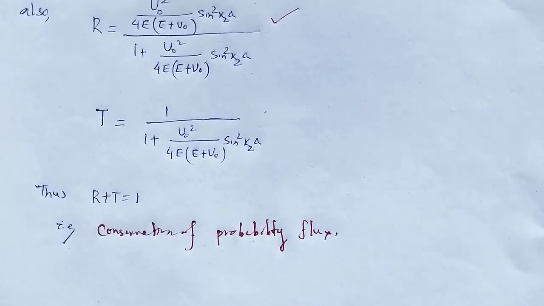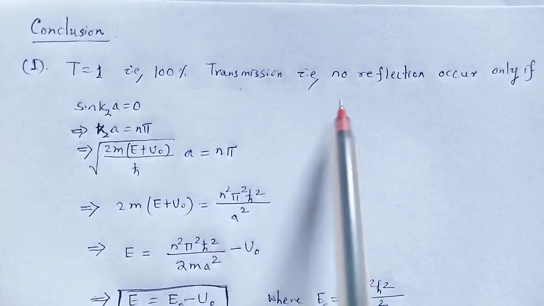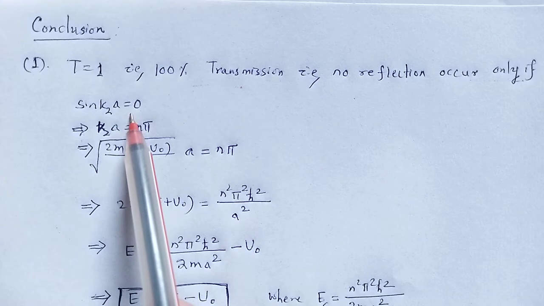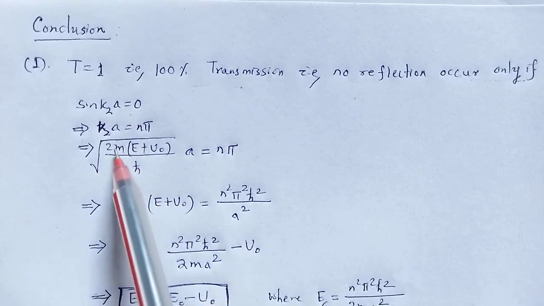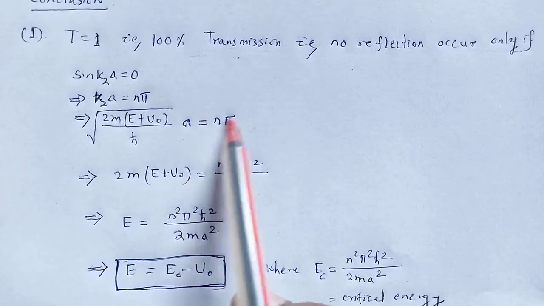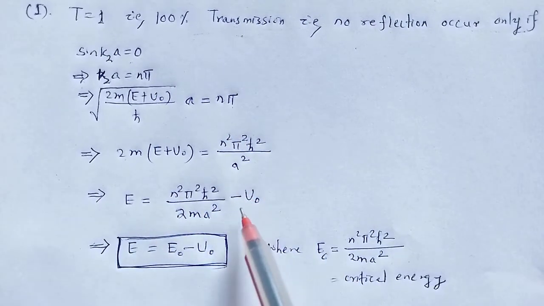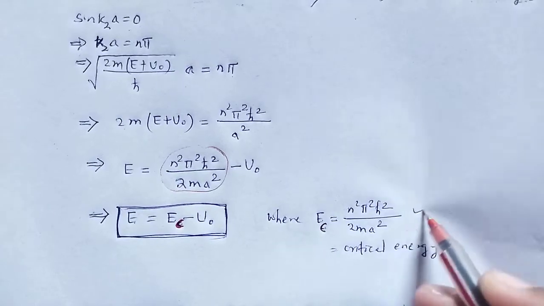So, what are the conclusions that are drawn from this square potential for a free state? Conclusion 1: when T is equal to 1, that is 100% transmission, no reflection occurs only if sin k2 a is equal to 0. Sin k2 a equal to 0 means its general solution is k2 a is equal to n pi. Using the value of k2 here and squaring both sides, we get 2m(E plus u naught) is equal to n squared pi squared h squared divided by a squared. So E is equal to this term minus u naught, that is E_c, known as the critical energy.